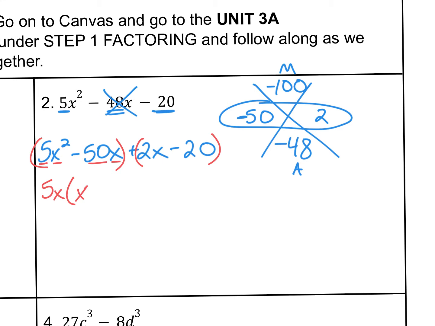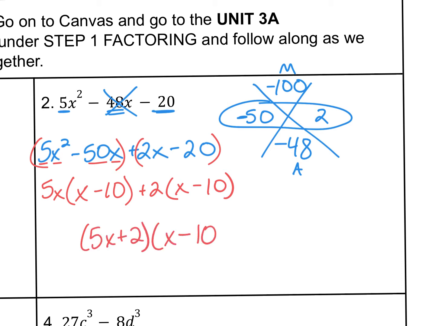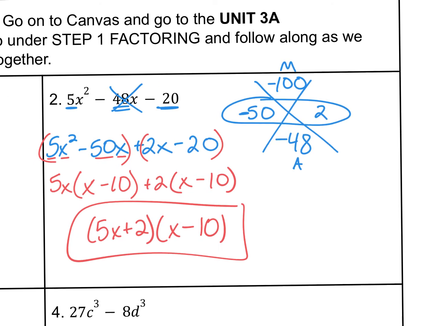Then we do negative 50x divided by 5x. Negative 50 divided by 5 is a minus 10. The x's cancel. Then we've got 2x and negative 20. Those both have a positive 2, which leaves me with x minus 10. Parentheses match, so I'm good. My final answer is my outsides together and my insides. And that's it. Okay.